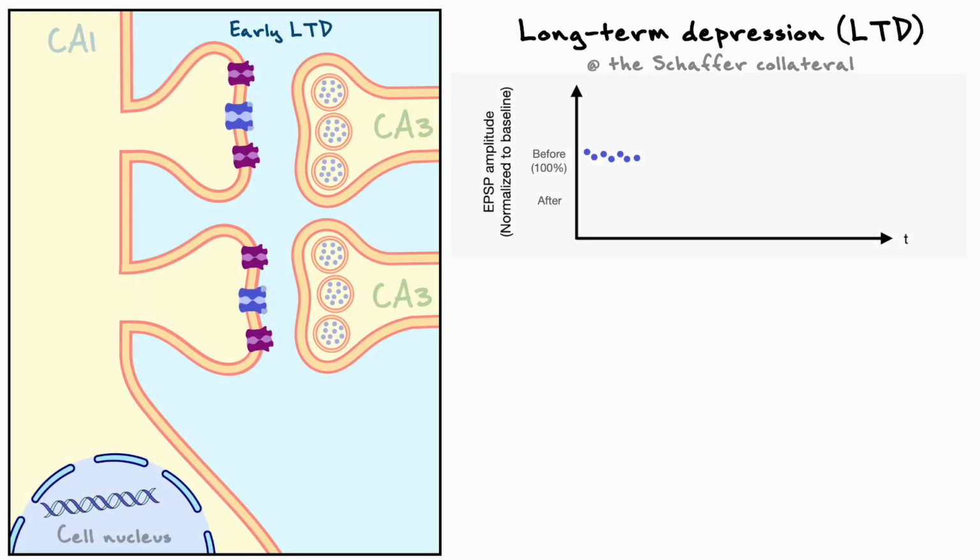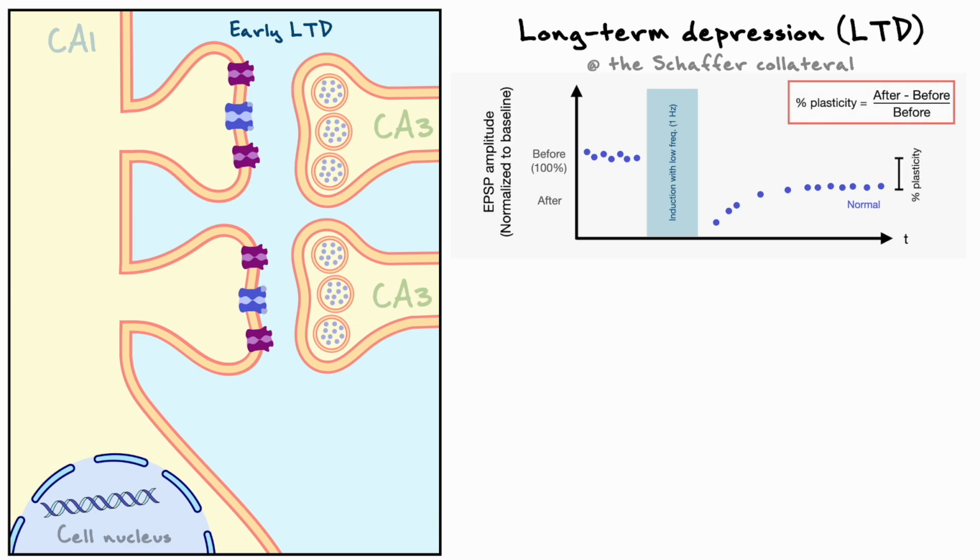Alright, now that we have seen LTP in great detail, let's cover how long-term depression occurs. To see LTD, we can consider again the synapse between the CA3 neurons and the CA1 neurons. In comparison to LTP that was induced by a very high frequency stimulation, LTD arises from very low frequency stimulation of about 1 Hz for 10 to 15 minutes, and as you can see here, the responses after induction now become lower relative to the baseline.